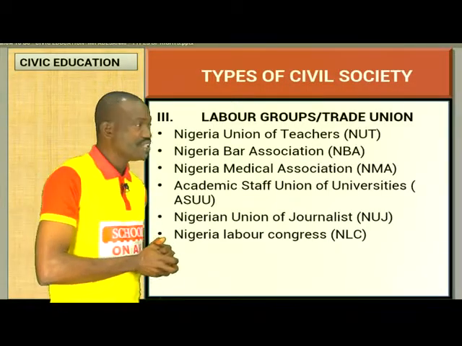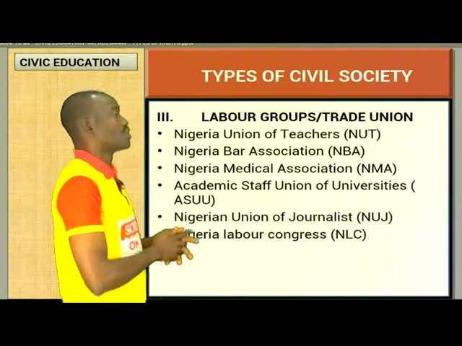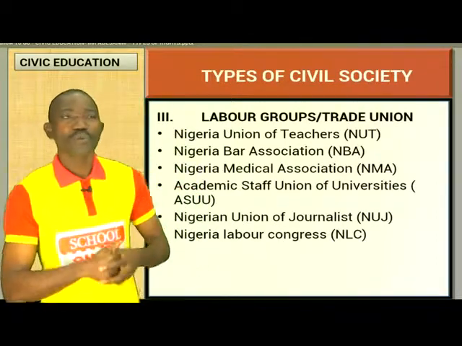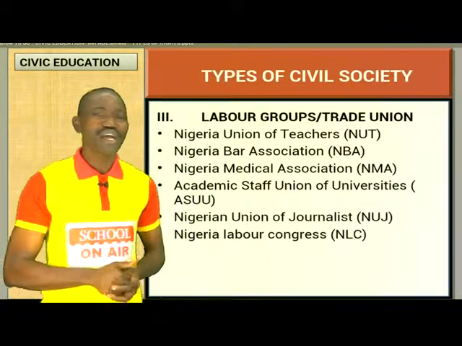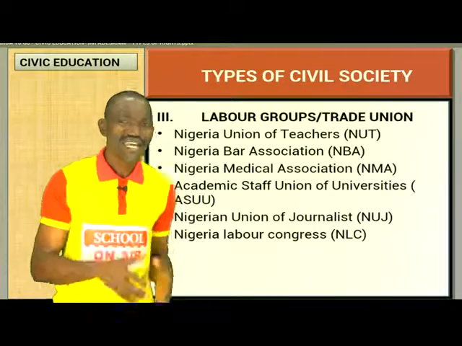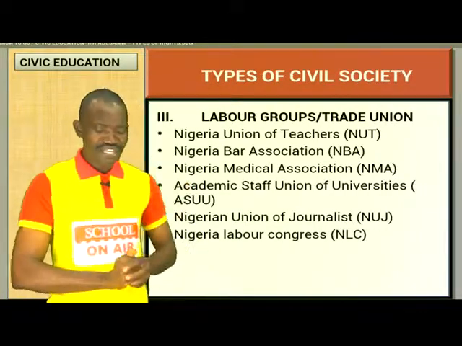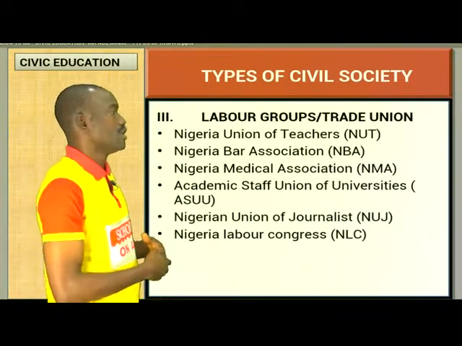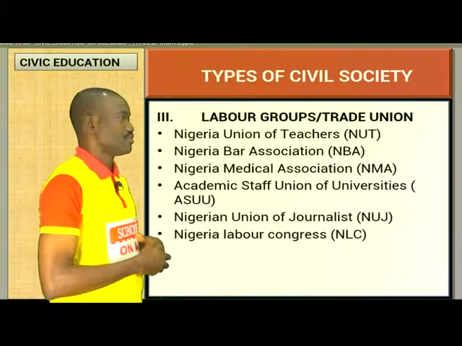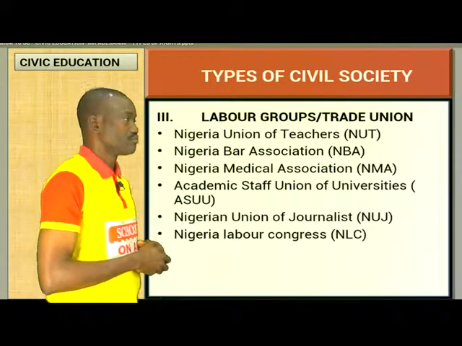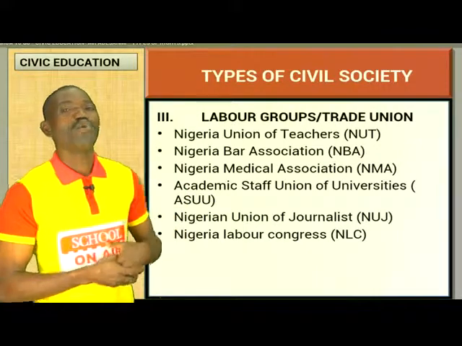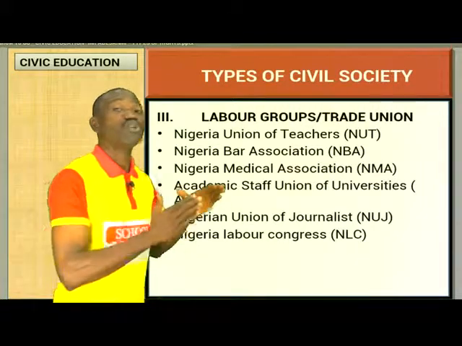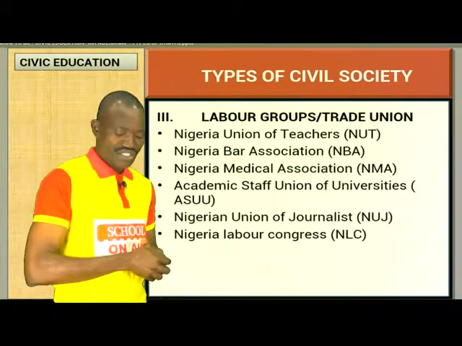The third category is the labor groups or trade unions. This group comprises people coming together who are involved in the same vocation or trade or business. For example, we have the Nigeria Union of Teachers, comprising all teachers in the country. They fight for the welfare of teachers. They act as a link between teachers and the relevant authorities.